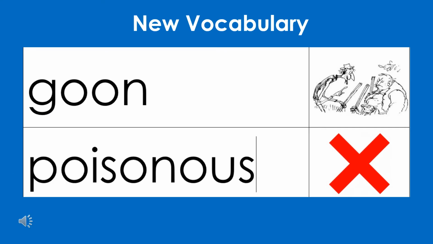In our story today, we have a couple of new vocabulary words that I want to go over with you before we jump in. The first word is the word goon. That might not be a word you've ever heard before, but a goon is someone who is silly or foolish. I chose the picture of the farmers to represent the word goon because you will find in the story that they are definitely silly and foolish. The second word is the word poisonous.